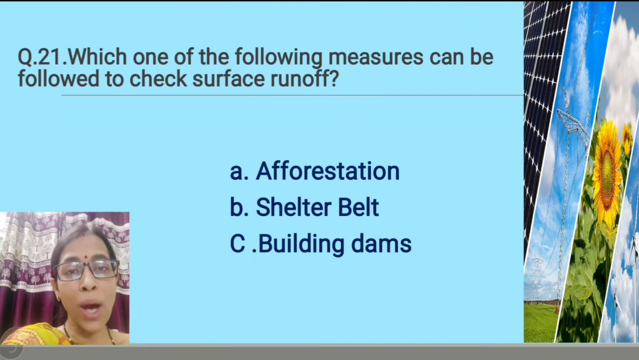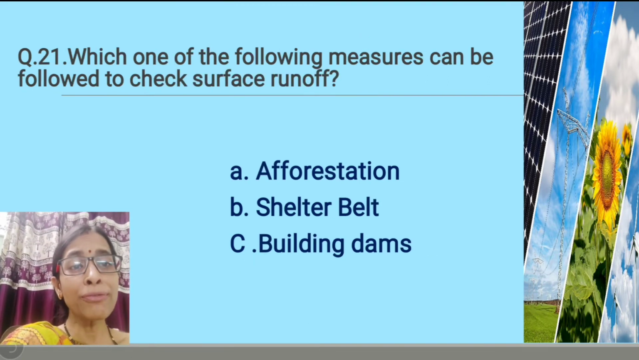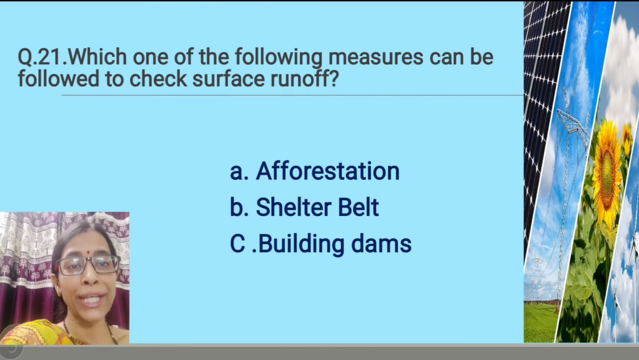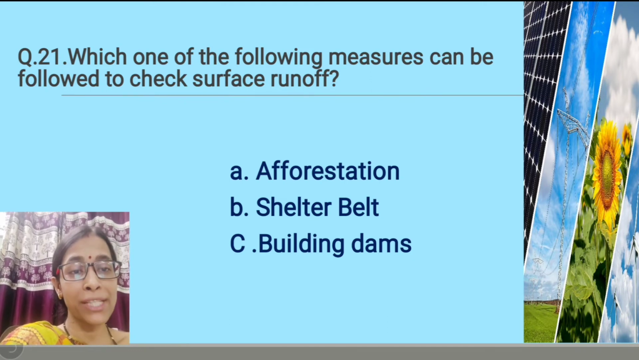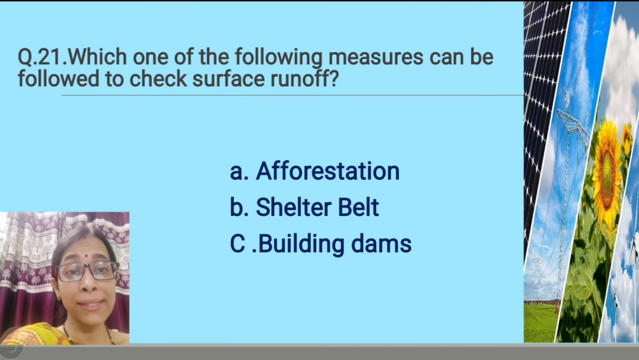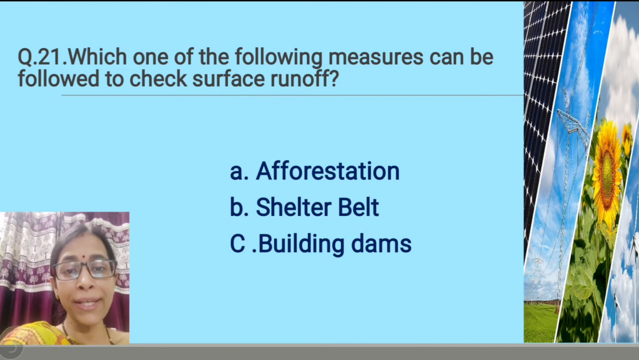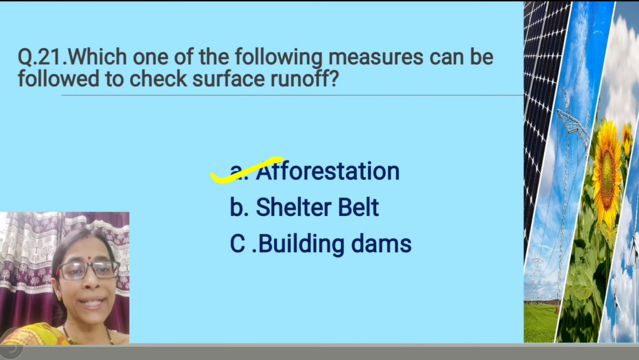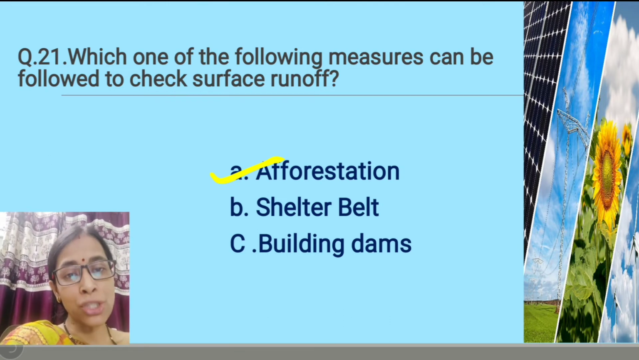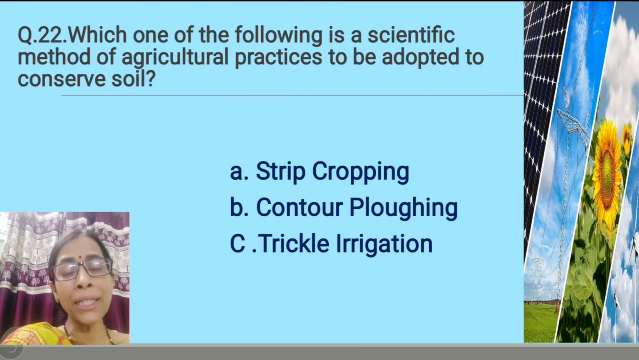Question number 21. Which one of the following measures can be followed to check surface runoff? Afforestation, shelter belt, building dam. Which one is a measure which helps to check surface runoff? So here the correct answer is afforestation. If you plant more and more trees, the surface runoff which is taking place just after the rainfall will be changed.